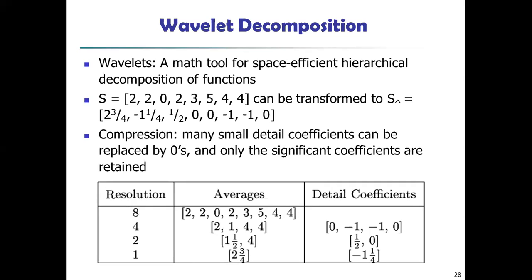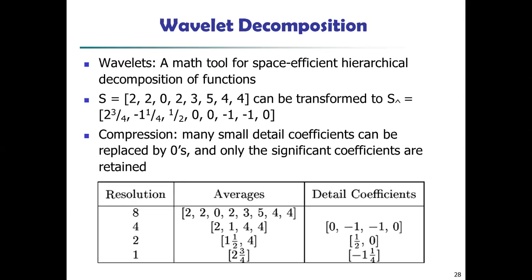And the next one is compression. How to compress the data? Many small detail coefficients can be replaced by zeros, and only the significant coefficients are retained. For example, this is the resolution you have to consider: 8, 4, 2, 1. Those are the averages, and you have to consider those average values.